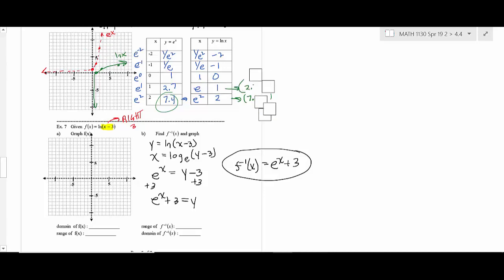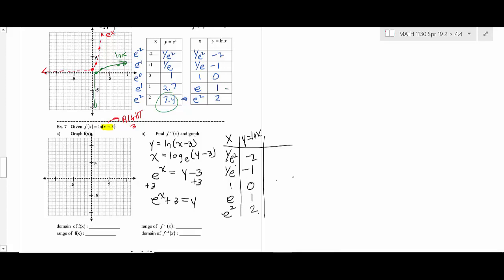So I'm going to write a note to myself down below here. You can do this all in your head, but I'm going to have you write a little table here. So we have x, and we're going to use 1 over e squared, 1 over e, 1, e, and e squared. I'm just rewriting the table that I have up here. Okay, and this is y equals ln of x. So this is -2, -1, 0, 1, 2. All right, so what we're going to essentially do is just move everything to the right 3 and approximate it.